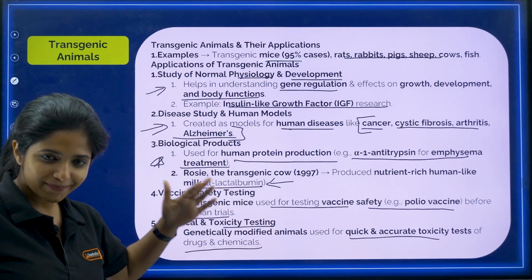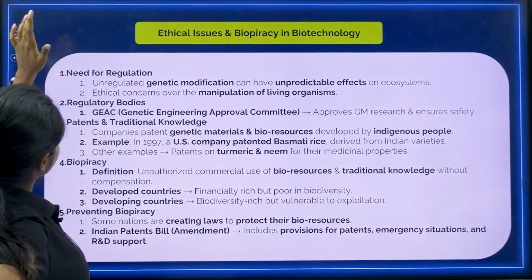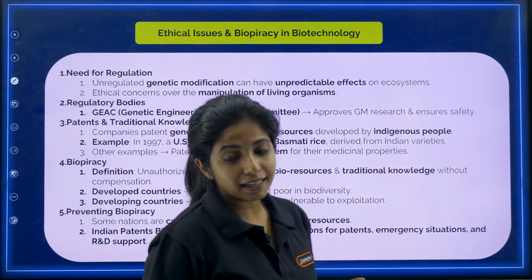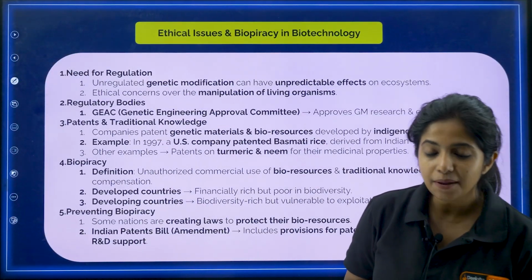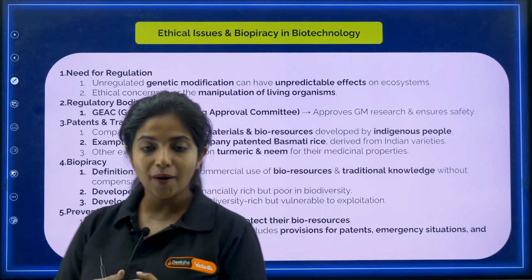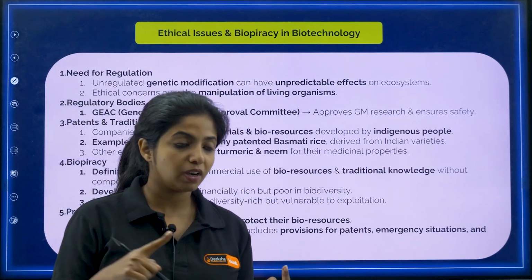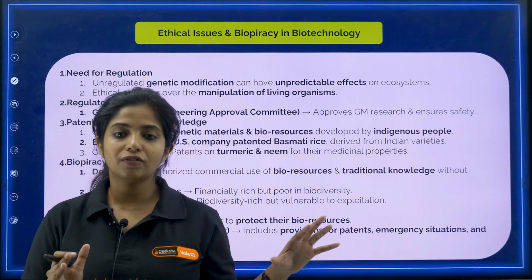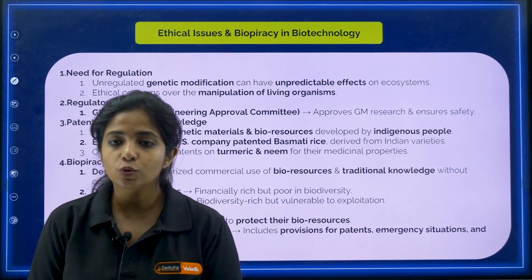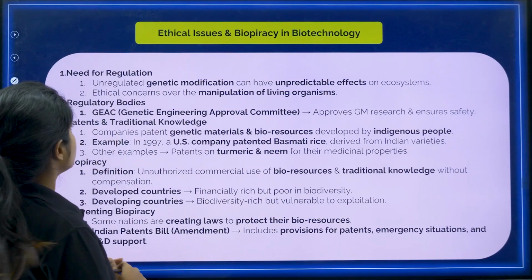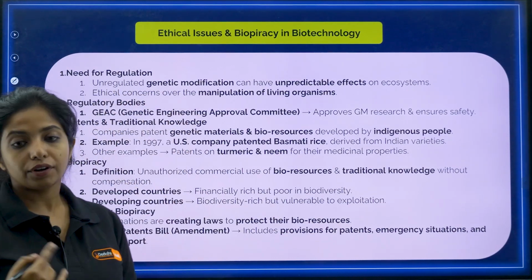Works? Cool? Chalo. Now, the last part of this chapter, that is ethical issues and biopiracy in biotechnology. So we studied about biotechnology in plants, we studied about biotechnology in animals, the uses of that, and now we are with ethical issues and biopiracy in biotechnology. So why is there a need for regulation of things?